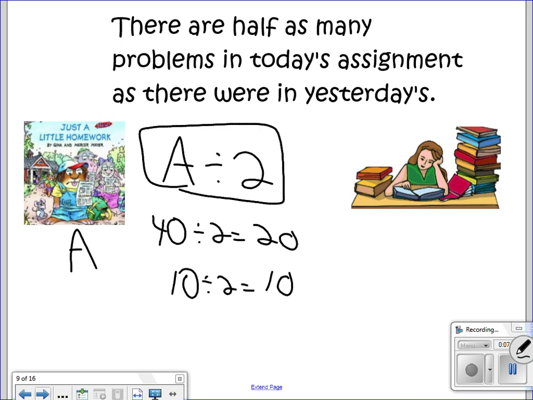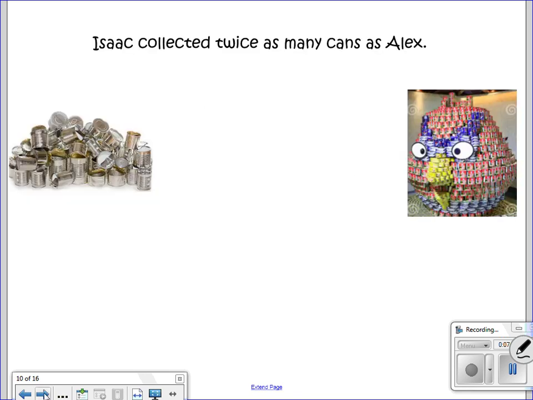But keep in mind, try it out. Plug numbers into that variable, that letter, to see if it actually works and it's accurate. Here's another one. Isaac collected twice as many cans as Alex. Alex is my A. Isaac collected twice as many cans as Alex. So actually, let's go with the I for Isaac. Times.